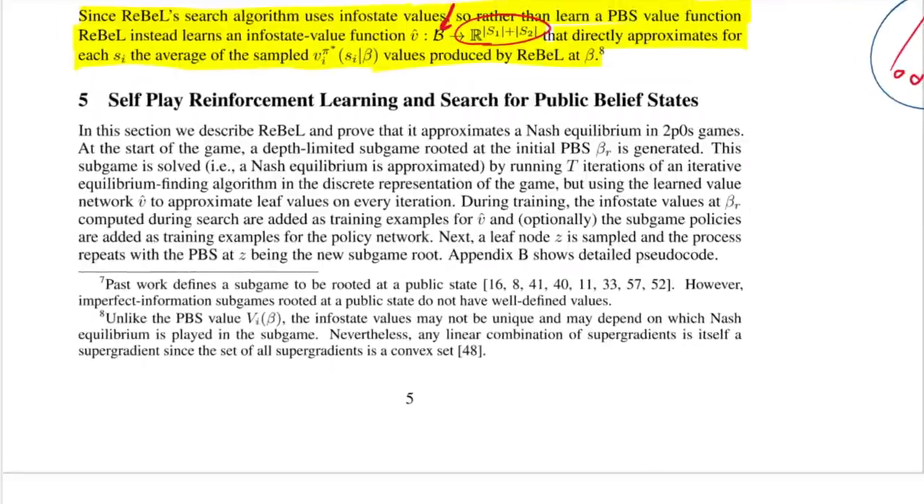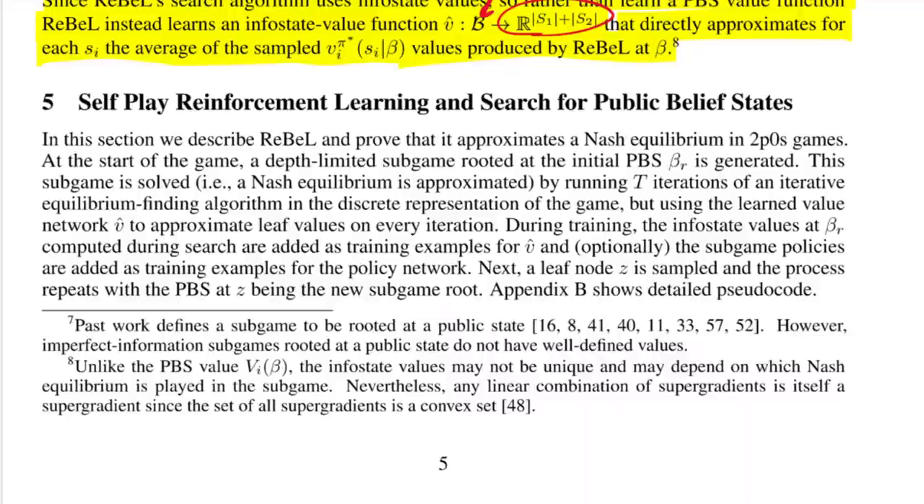So bear with me for 1 second. This is going to kind of snap together all that we've looked at so far. In this section, we describe ReBeL and prove that it approximates a Nash equilibrium. At the start of the game, a depth-limited subgame rooted at the initial public belief state is generated. This subgame is solved by running T iterations of an iterative equilibrium finding algorithm in the discrete representation of the game, but using the learned value network to approximate leaf values on every iteration.